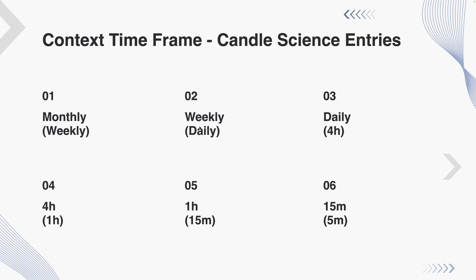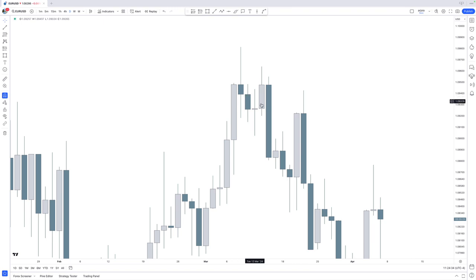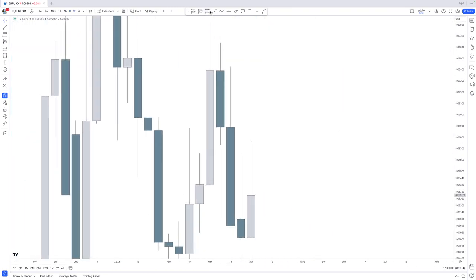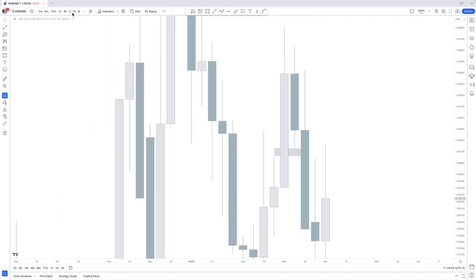Then we have weekly and daily. Then we have daily and 4 hour, 4 hour and 1 hour, 1 hour and 5 minutes. So let's look at a few examples. Right here on Euro US dollar, if we zoom out a little bit towards the weekly and we understand the weekly draw on liquidity, we have this weekly fair value gap right there.